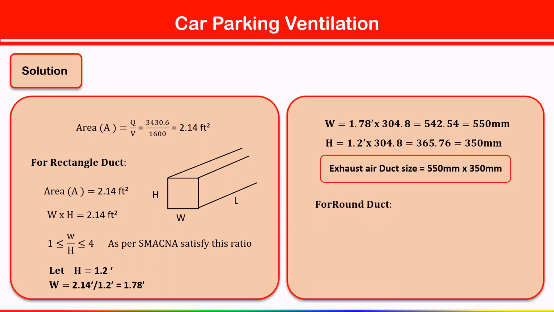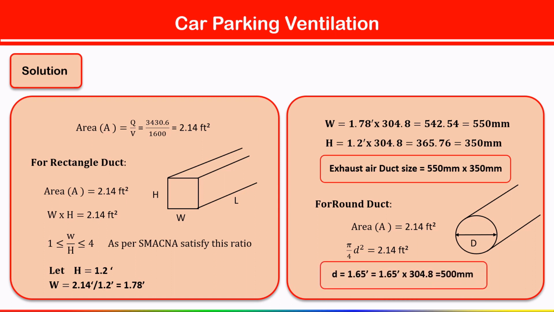Now suppose you are using round duct. For round duct we have to calculate the diameter of the duct. How to calculate the diameter? Simple. You know that the area we have calculated is 2.14 square feet. Area of circle is what? Pi by 4 d square. So we need to find out the diameter. When you simplify, you will get the diameter around 1.65 feet. To convert feet into millimeter, you have to multiply by the factor 304.8. So you get the value around 500 mm.